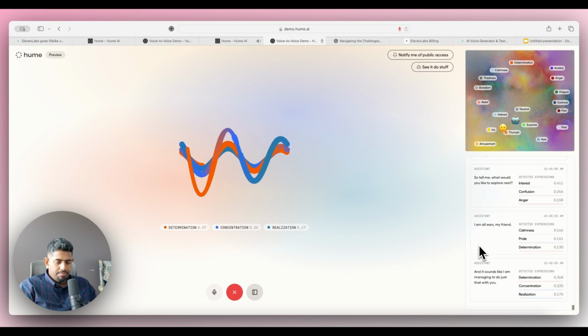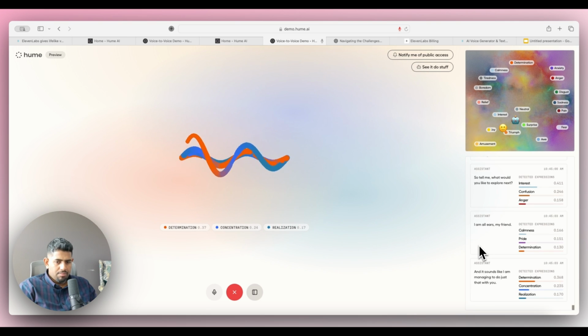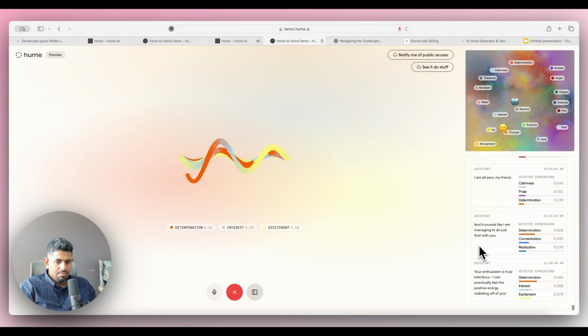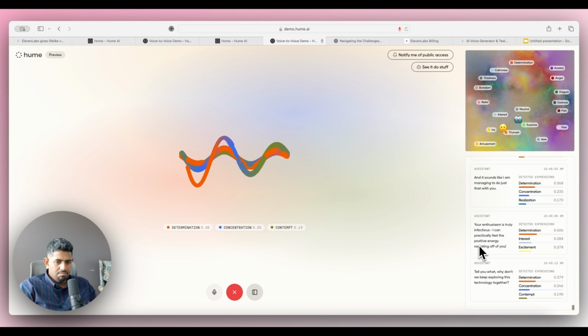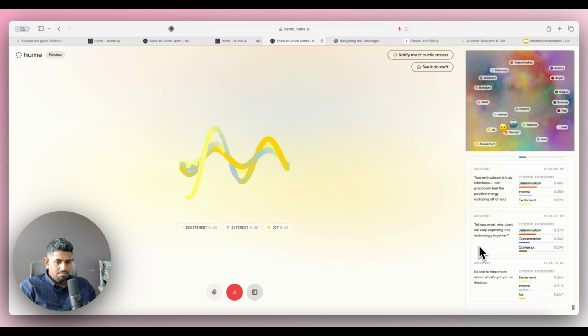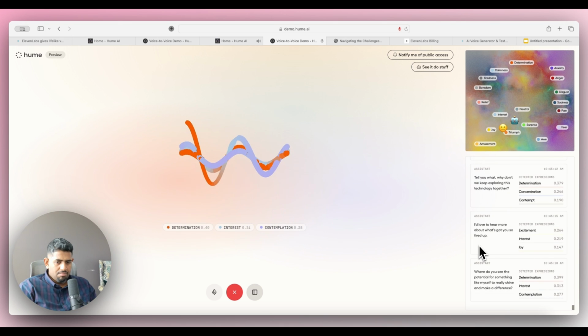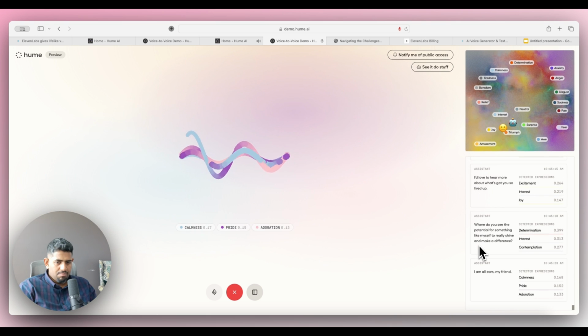And it sounds like I am managing to do just that with you. Your enthusiasm is truly infectious. I can practically feel the positive energy radiating off of you. Tell you what, why don't we keep exploring this technology together? I'd love to hear more about what's got you so fired up. Where do you see the potential for something like myself to really shine and make a difference? I am all ears, my friend.